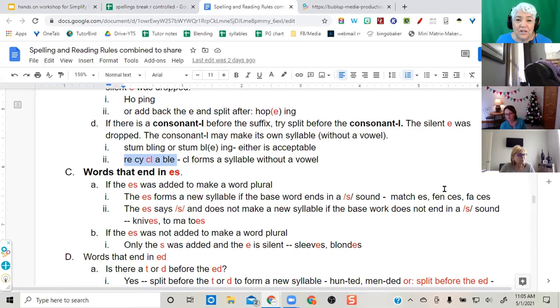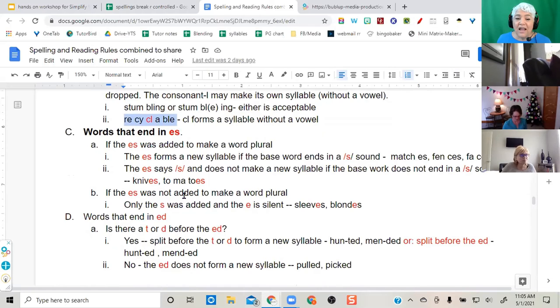The point is that you want to connect the word to a word in your memory. And the ES will often just say s if the word does not end with one of those sibilant sounds, like knives. The ES just says z, or tomatoes. The ES just says z. Okay. If the ES was not added to make a word plural, then only the S was added and the E is silent. What did it do? So it's like, okay, did I add an ES to this word?